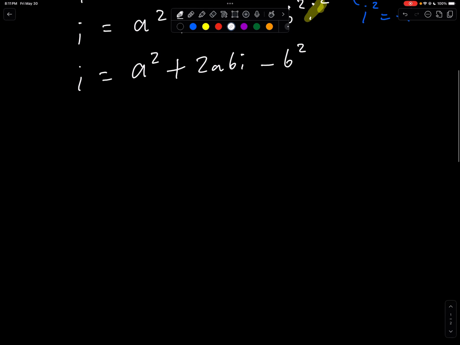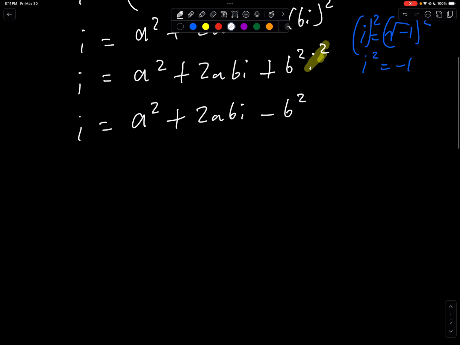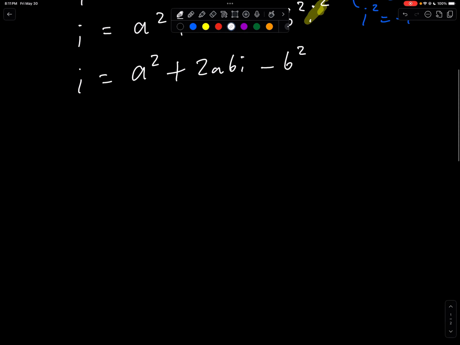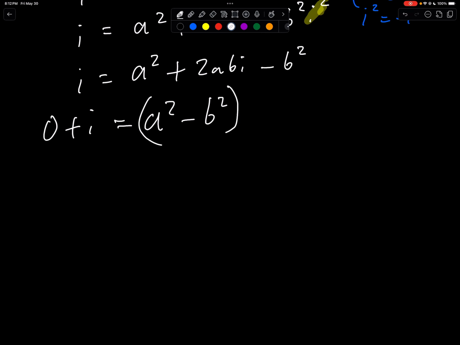And so now what we want to do is split up the real parts and the imaginary parts. What I mean by this is, if we have i, we could put it in complex number form 0 plus i, right? a is 0, b is 1. Then we can rewrite this as a squared minus b squared, which will just be a constant, a real number, plus our imaginary part, which is 2ab times i.